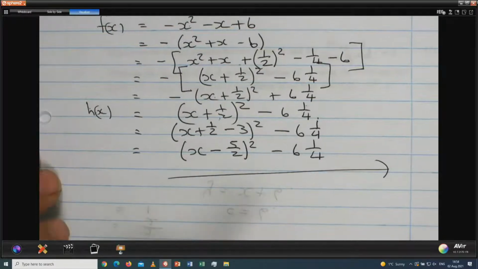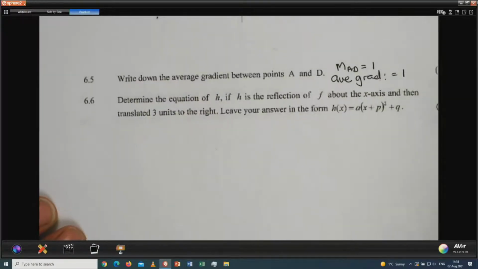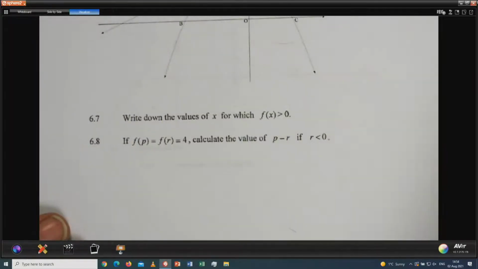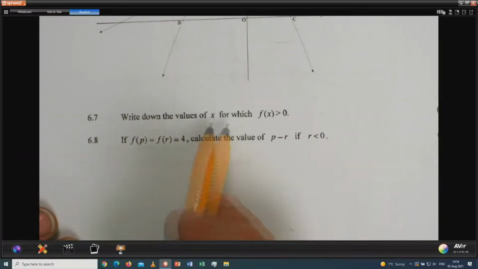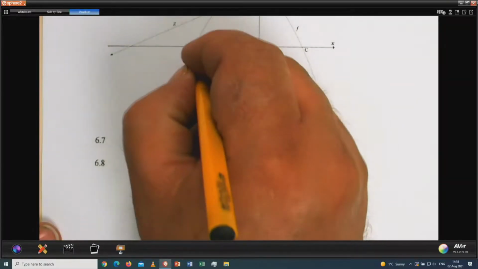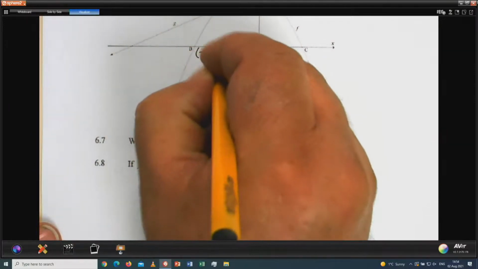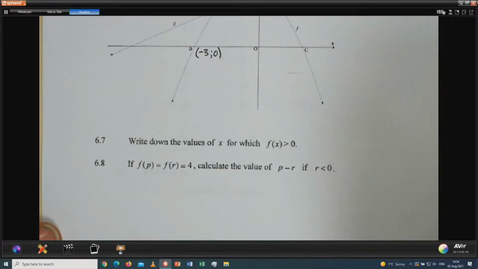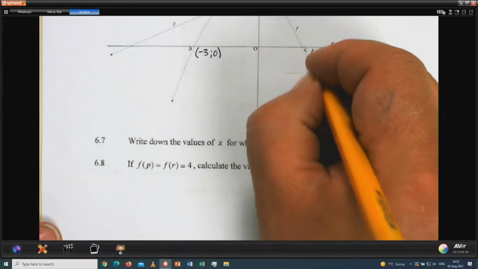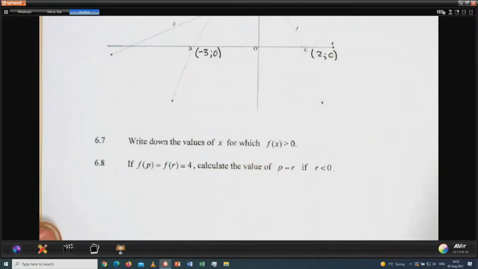Right, let's look at 6.7. In this case, they say write down the values of x for which f(x) is greater than 0. So now we know that this here is (negative 3, 0), which we worked out. And we know that this here is (2, 0), and that we already determined in the previous questions.